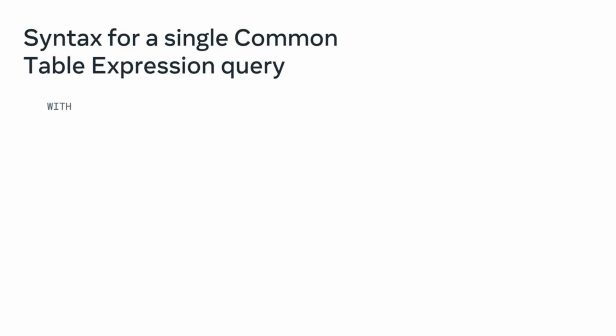The syntax for a single CTE query uses the with clause to start the common table expression. This is then followed by the name of the CTE. This can be a custom name. The as keyword is then used to associate the query within parentheses with the CTE name. Finally, create a select statement to query the name of the common table expression.